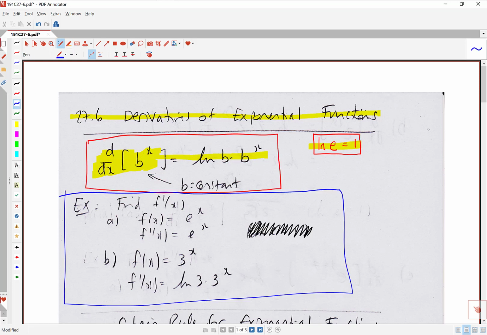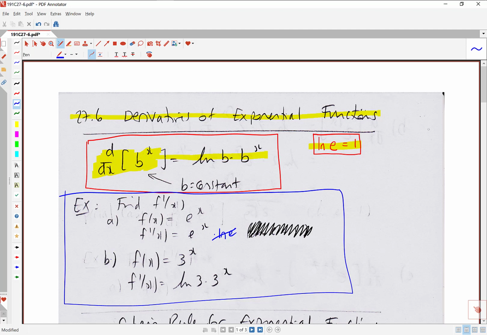So let's try a quick example to practice this formula. We're going to find f prime of x, and for part A, our function f of x is equal to e to the x. So according to our formula, we're supposed to write down ln of e times e to the x. Well, the idea is that ln e is 1, so that would just cancel out and you'd have e to the x as your derivative.